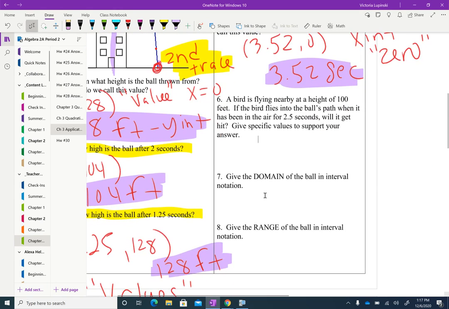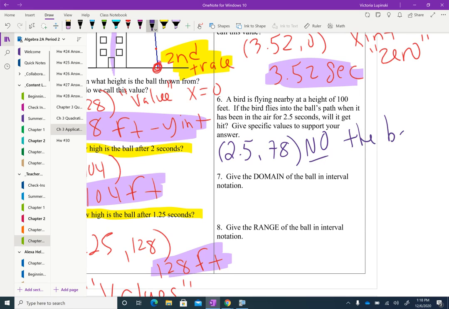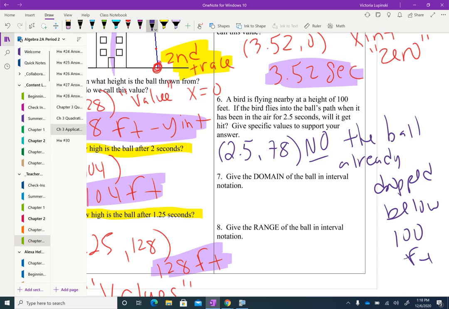So let's go ahead and write that up. A bird is flying, give specific values. So will it get hit? The value that we chose is the point 2.5, comma, and the path of the ball is at 78 feet. So will the bird get hit? No. The ball already dropped below 100. So the bird is safe. Phew.